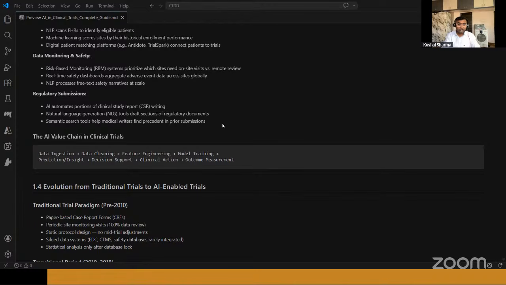So, the AI value chain in clinical trials will look like data ingestion, data cleaning, feature engineering, model training, then prediction insight, decision support system, clinical action, and outcome measurement.